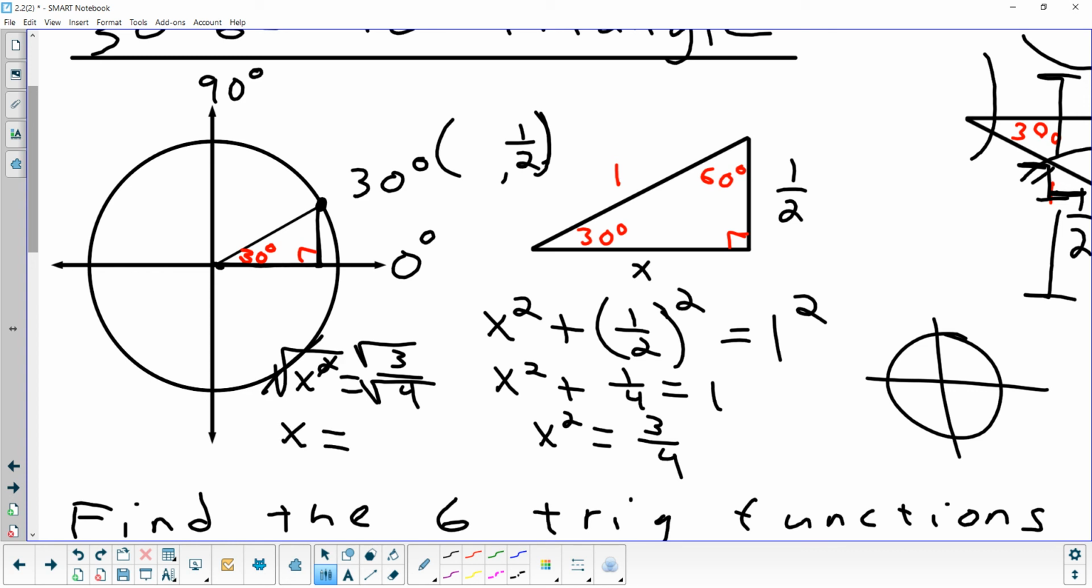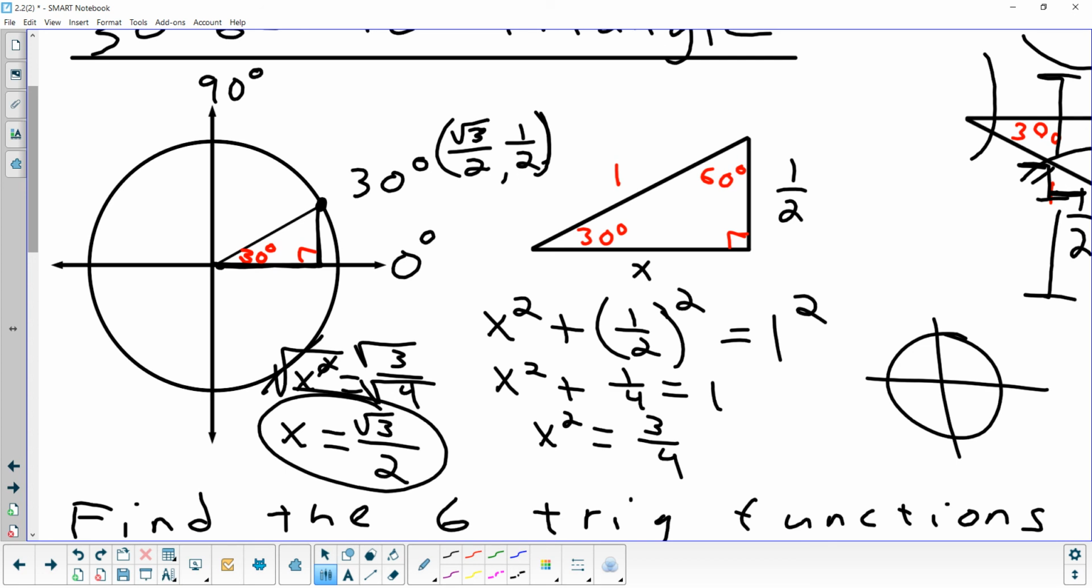Autumn, can I take the square root of 3 and get a nice answer? No, so we're just going to leave it. Can I take the square root of 4 and get a nice answer? 2. And there is my x value. The square root of 3 over 2. And that is the length of the bottom side of the triangle. And that's my coordinate for 30 degrees.